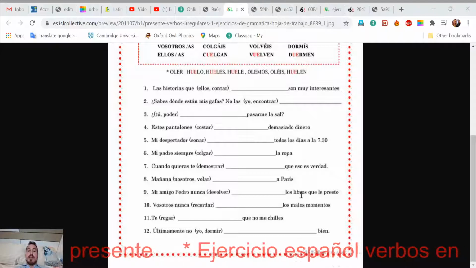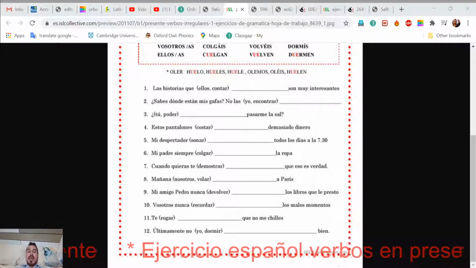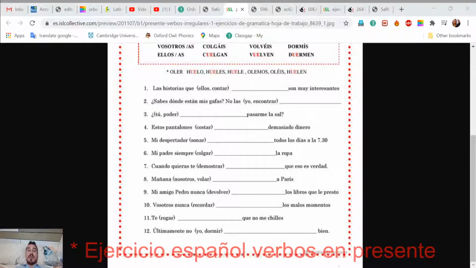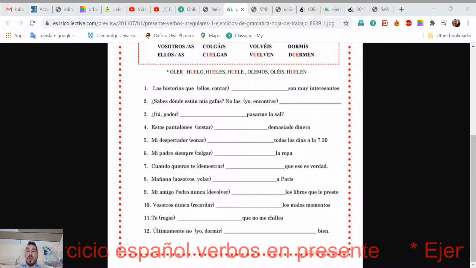6. Mi padre siempre cuelga ropa. So my father always hangs up the clothes.